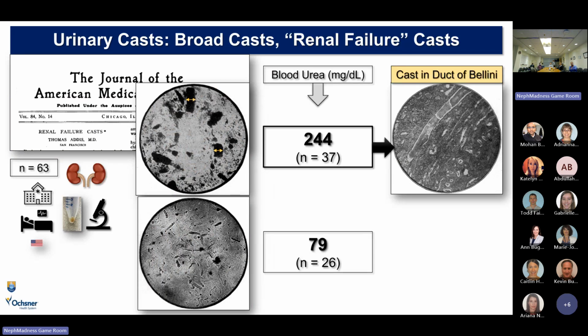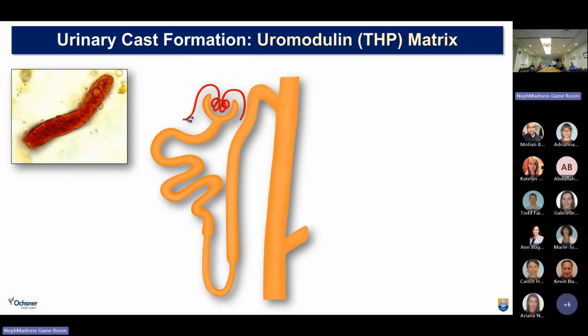So this is what we learned back in 1925, and that paper is still current, and I would invite the fellows to read it. It's really phenomenal how ahead of his time Thomas Addis was, with this document and his JAMA paper. Now let's fast forward to what we understand today.